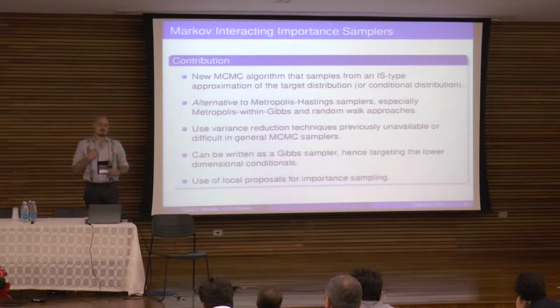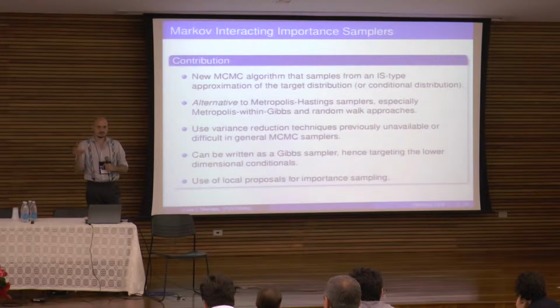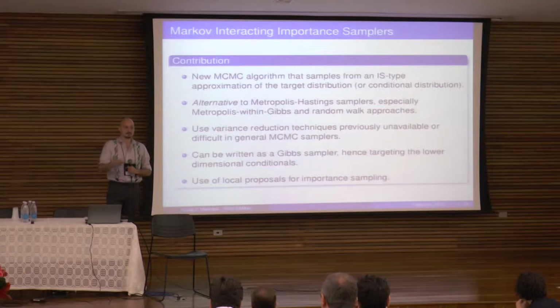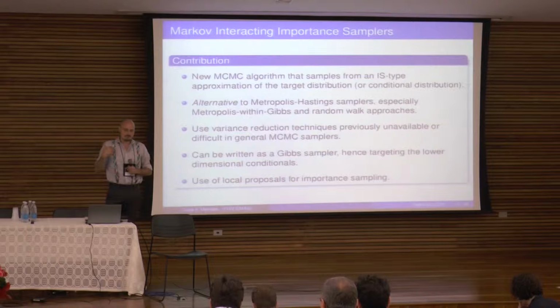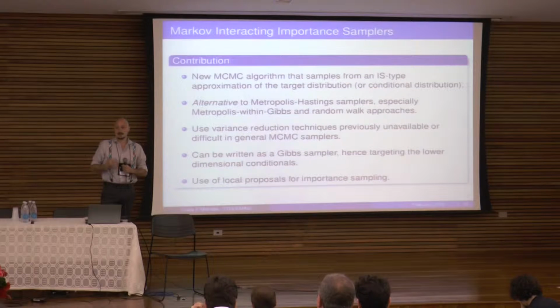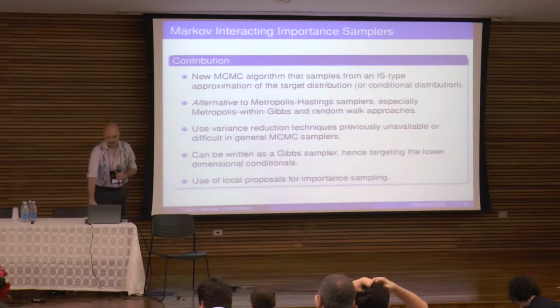Our sampler can be written as a Gibbs sampler. So it's quite simple to break large target densities into smaller target densities and then target the smaller densities. So instead of having a very high dimensional importance sampler, we have a smaller dimensional importance sampler that iterates, and hence the name Markov interacting importance sampler. So we have importance samplers interacting in a Markovian way. And finally, because now we have a Markov chain, we can think about local proposals for importance sampling, as opposed to just a global proposal as we usually do in these settings.